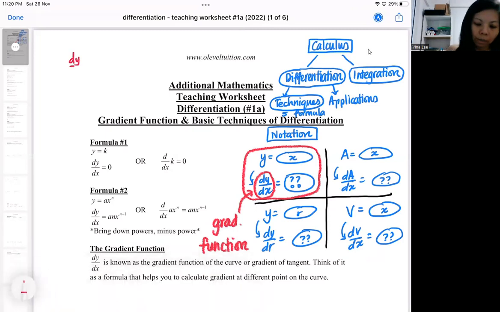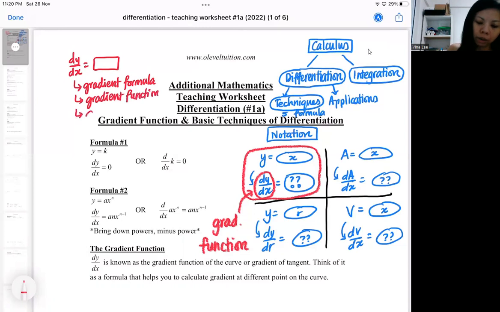One of the important things is to recognize what you are achieving after your 5 formulas. When you get the expression for dy dx, what is this expression for? This expression is known as a gradient formula, or sometimes some people will call it a gradient function, or sometimes we will call it gradient of tangent.